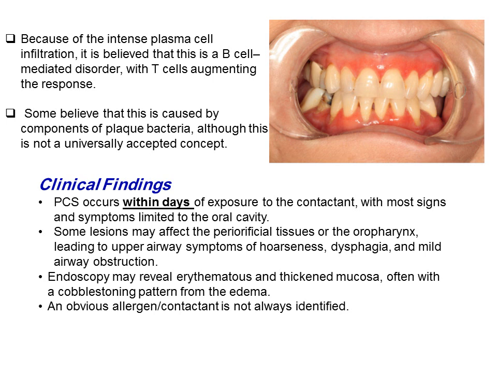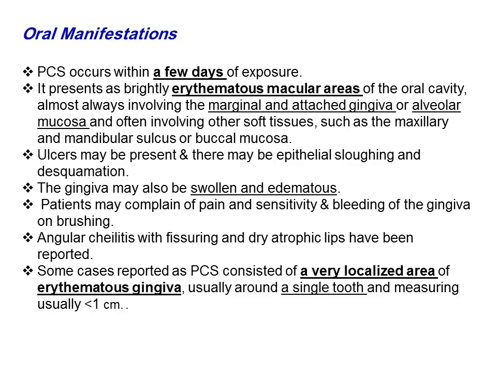Within days of exposure to the contactant, with most signs and symptoms limited to the oral cavity, some lesions may affect peri-orofacial tissue or oropharynx, leading to upper airway symptoms of hoarseness of the voice, dysphagia, and mild airway obstruction. Endoscopy may reveal erythematous thickened mucosa, often with a cobblestone appearance from the edema. An obvious allergen is not always identified. Oral manifestations, as we said, appear within a few days after the exposure.